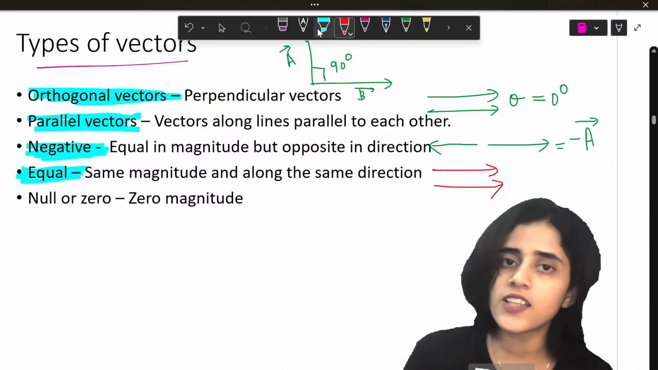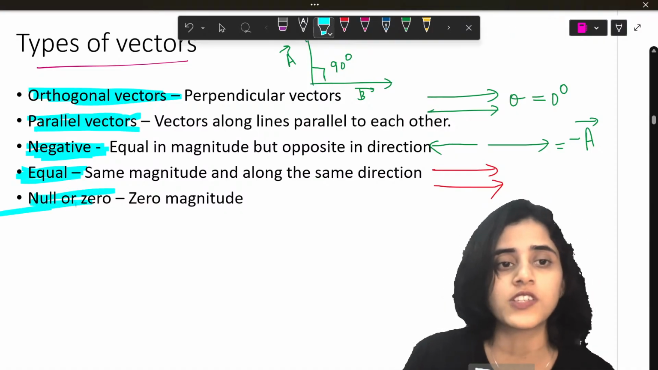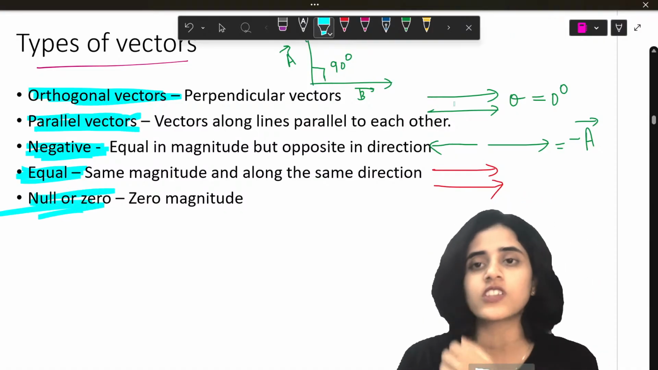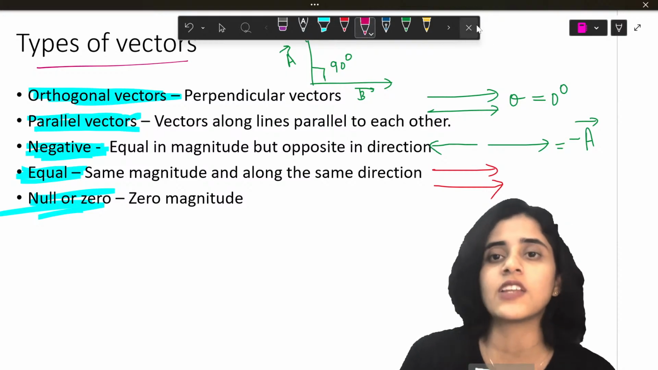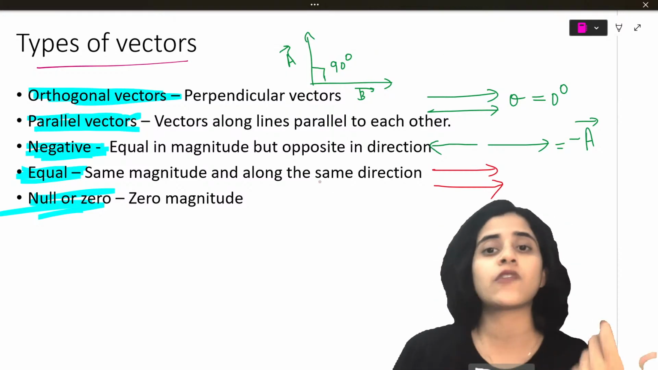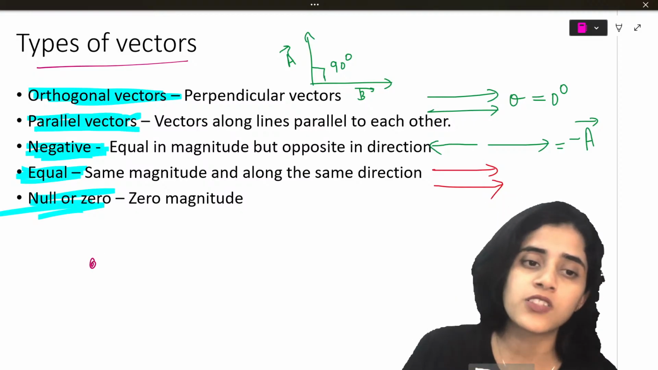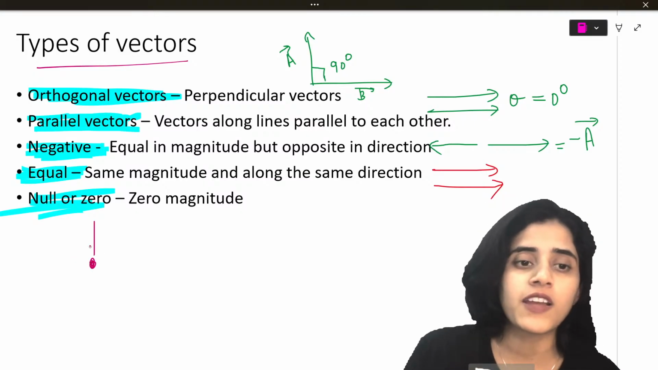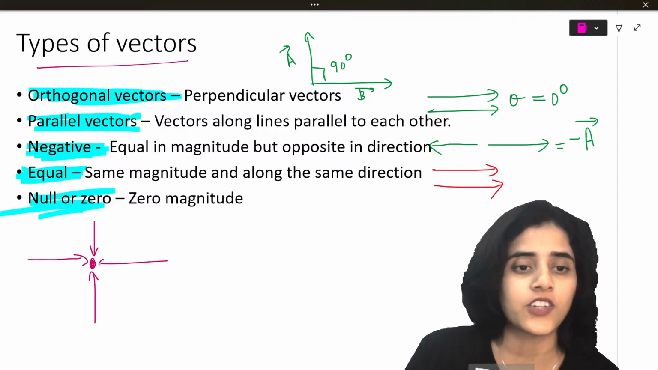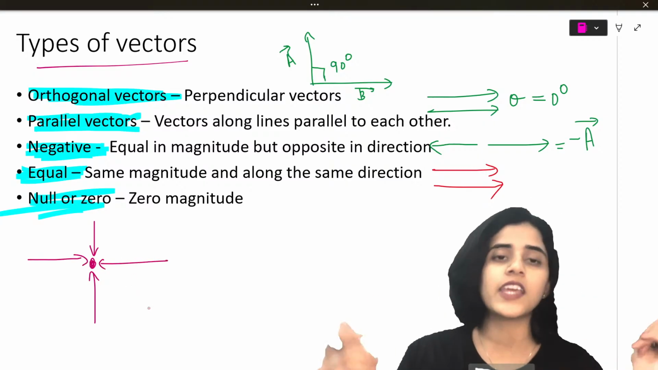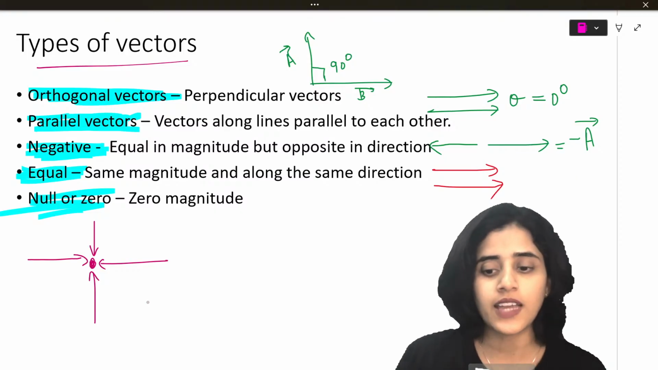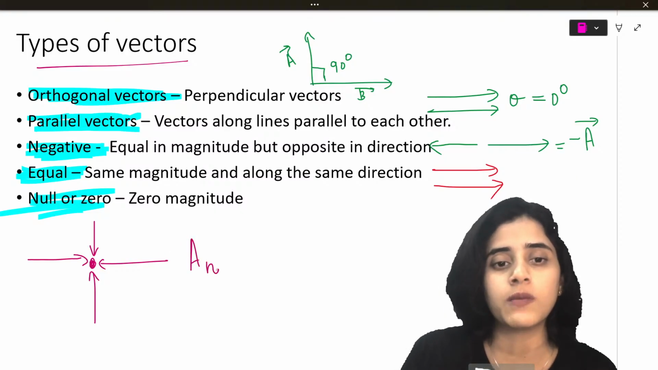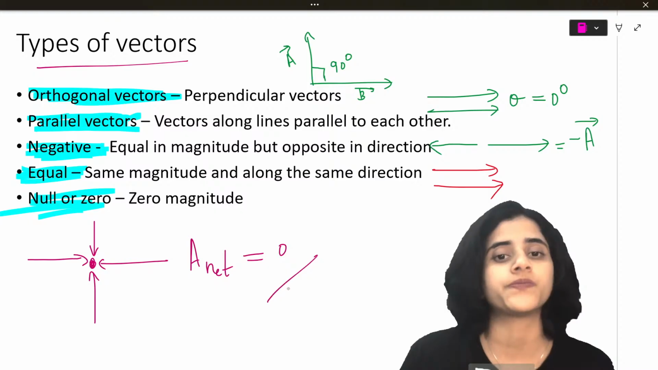Last one is null vector or zero vector. What is a null vector or zero vector? Obviously, it has a value of 0. But how will a vector have a value of 0? Imagine this is a point and there are vectors acting in upward, downward, left and right direction. What happens? They will all cancel out and the net vector will be 0.